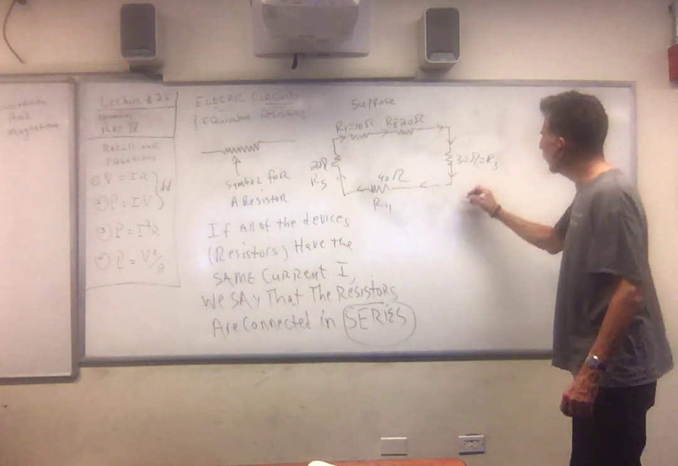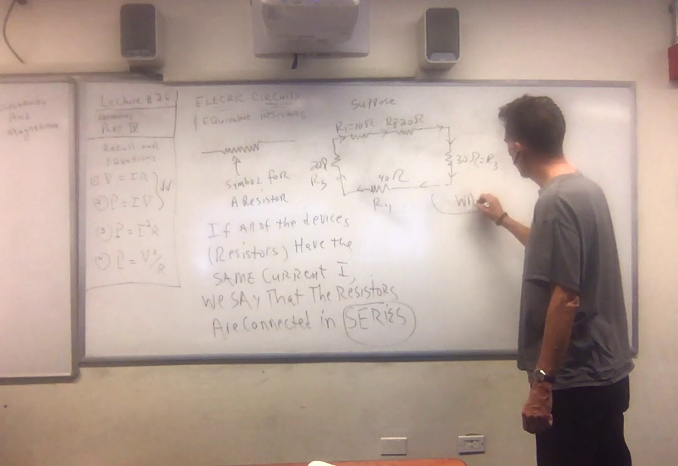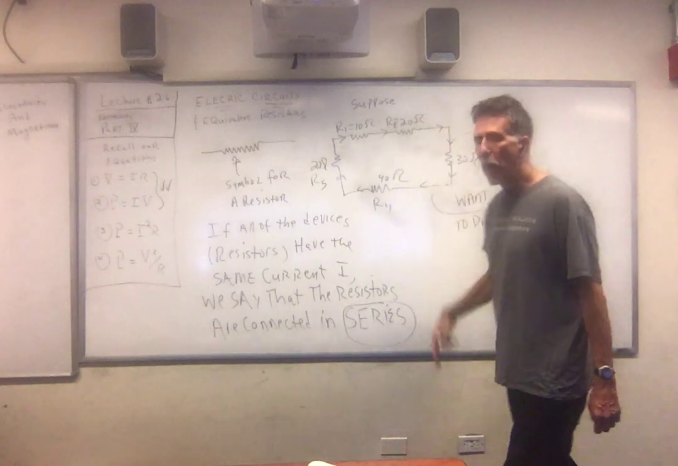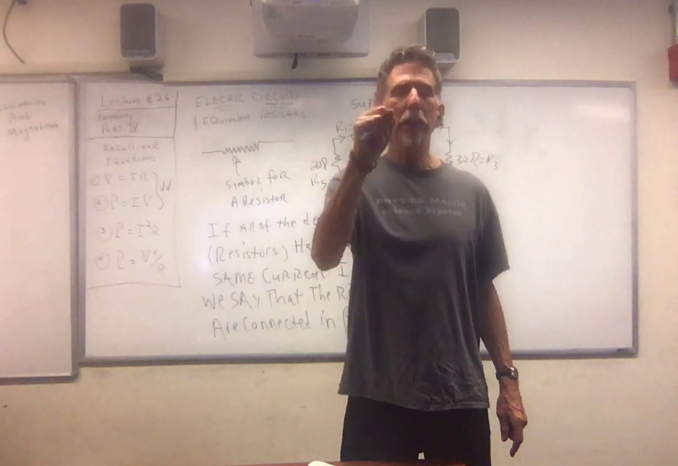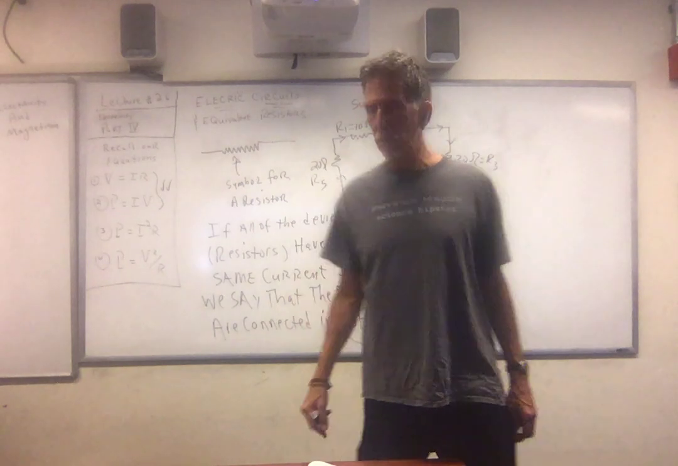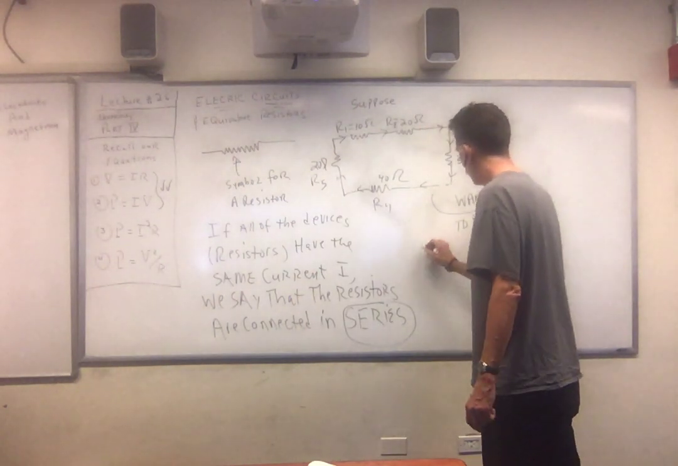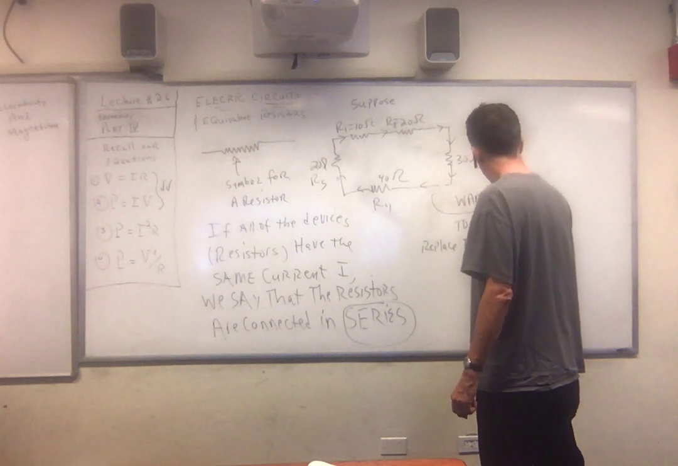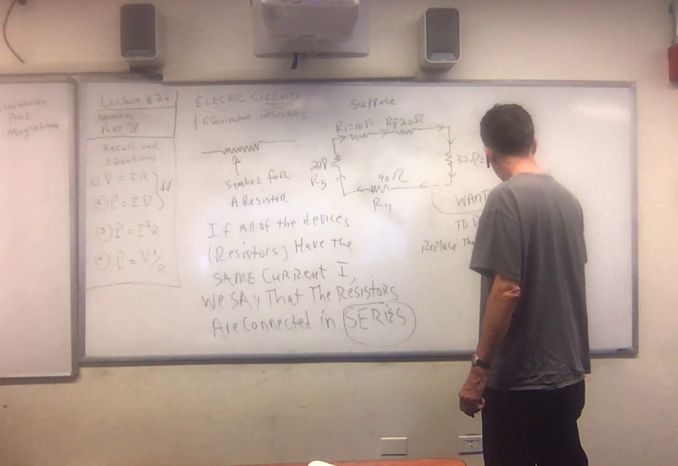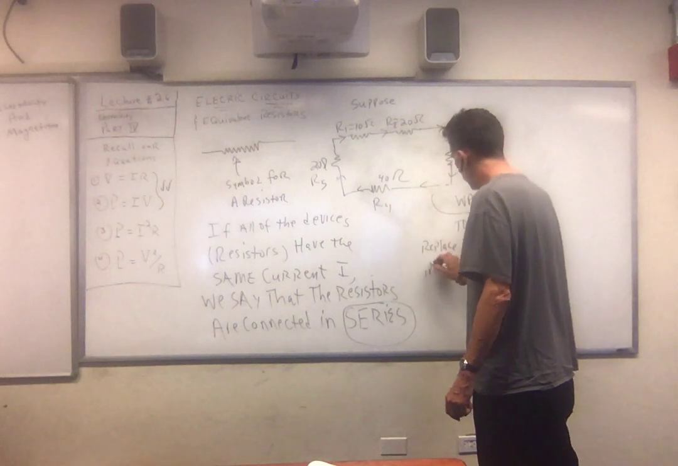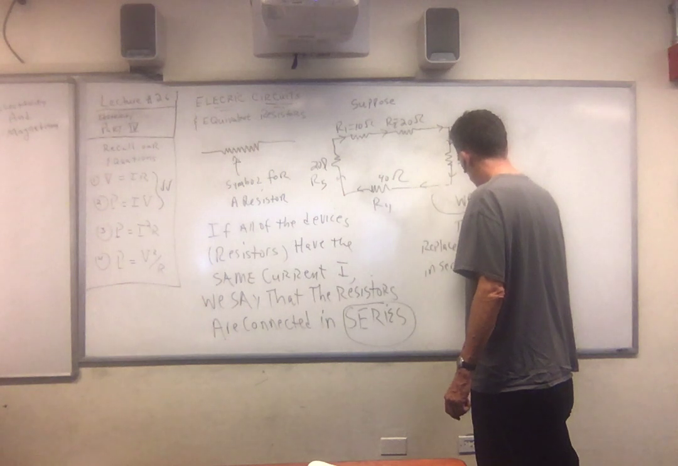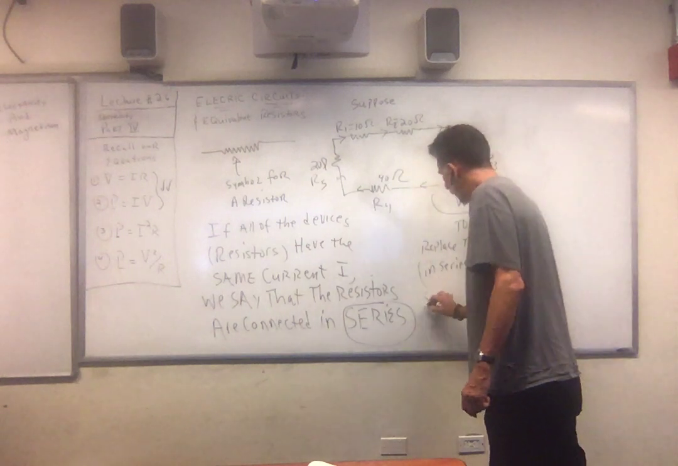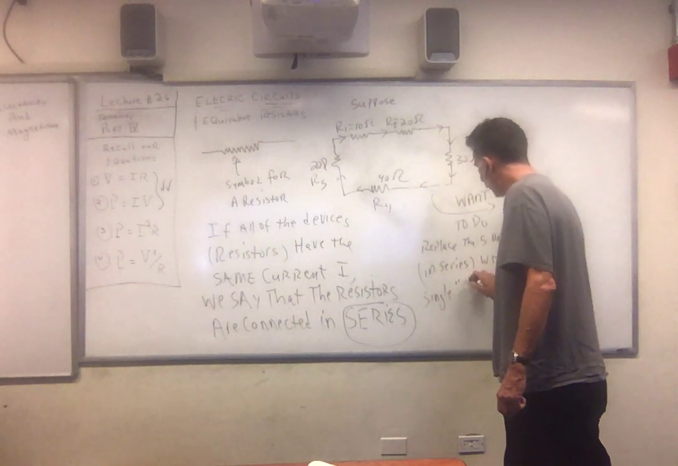What we want to do is replace these 5 resistors in series with a single resistor, and we call this the equivalent resistance.